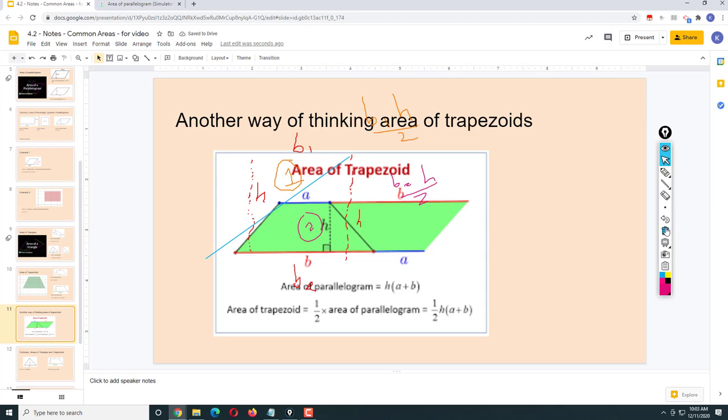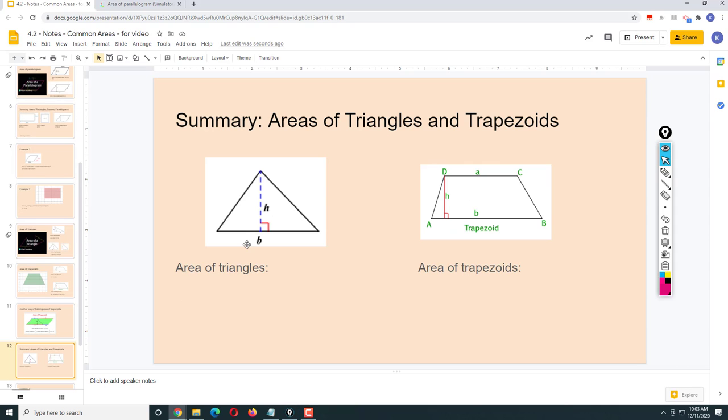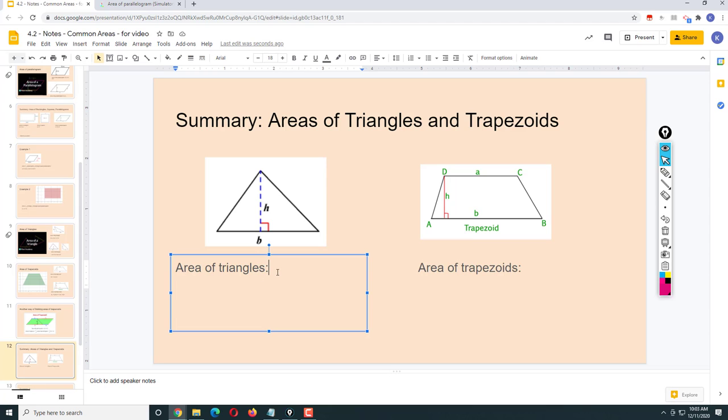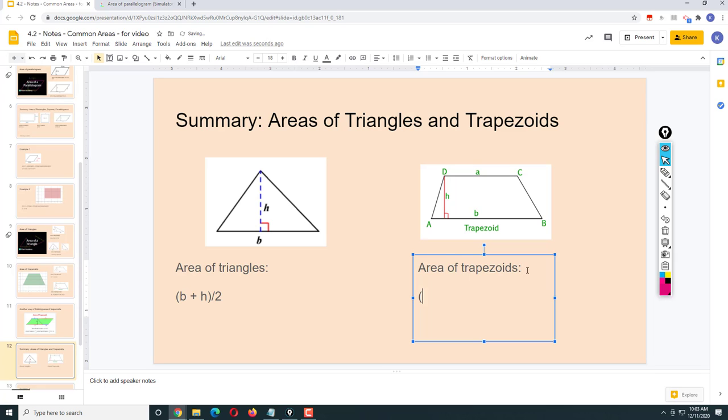So finally, you can look at it as there are two trapezoids here. The parallelogram has base a plus b, the height h, so the area is a plus b times h divided by 2. Okay. To summarize, for triangles and trapezoids we have to divide by 2. Triangles is base times height divided by 2. Trapezoids is the two bases, b1 plus b2 times h divided by 2.